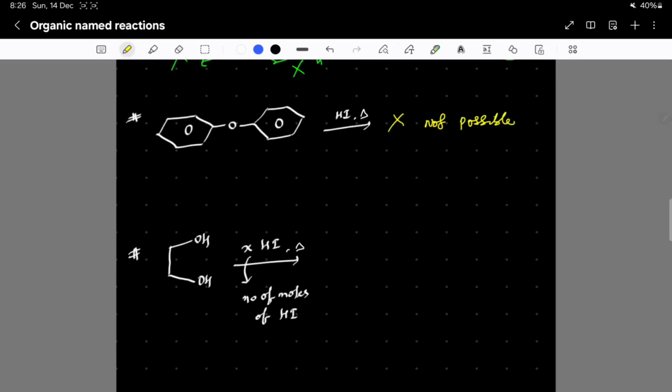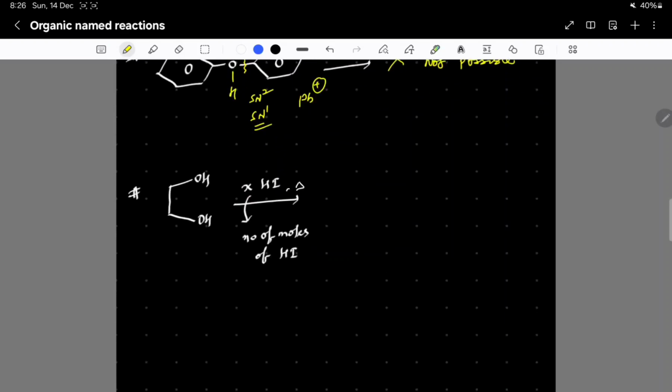In this particular case, if I form this OH plus, step 1 is okay. Now I minus is present, and if I want to break the bond, SN2 is not possible here, and similarly SN1 is also not possible, because of the formation of the phenyl carbocation, which is highly unstable. Now it is asking the number of moles of HI.